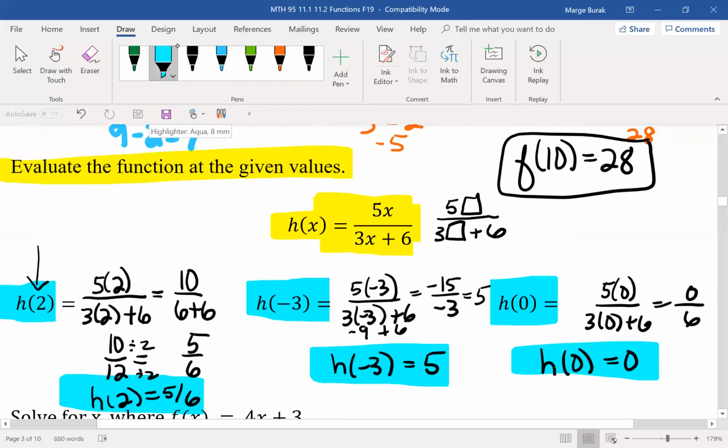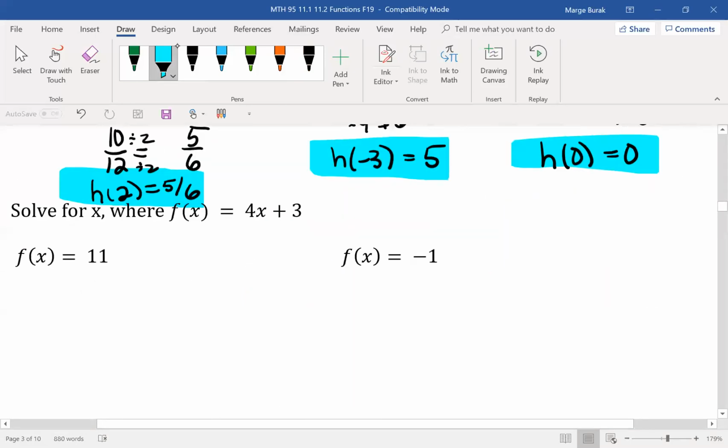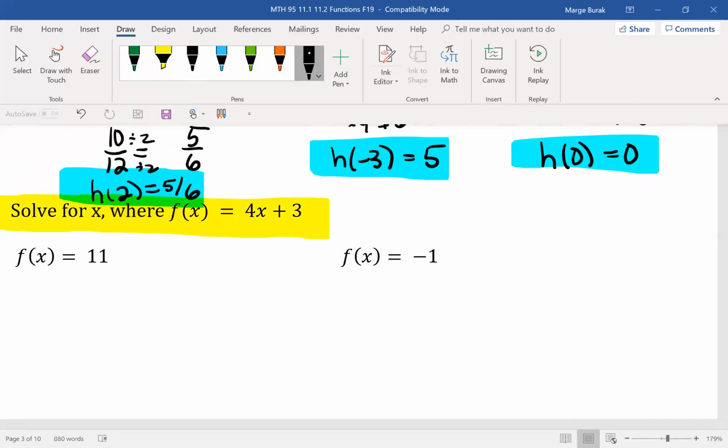So evaluate the function is just plug it in, right? So this one is solve for x given a function. This one's a little bit different. They're not giving me the input here. They're giving me the output. So I need to take my function 4x plus 3 and find out how to make it equal to the output. So take your function and set it equal to the output. Now just solve for x like you know.